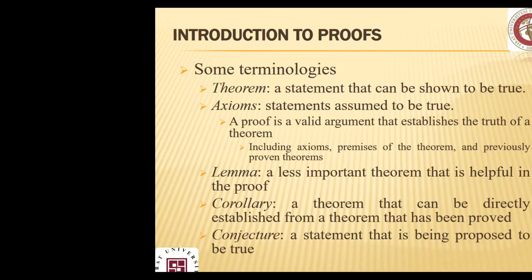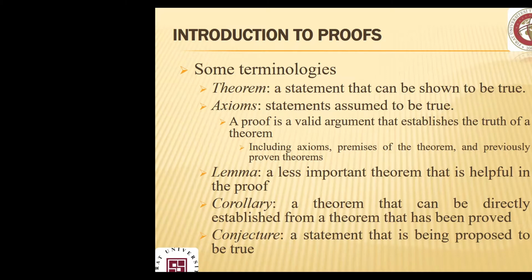So we prove what? We try to establish a sound procedure based on a valid argument or valid arguments to prove that a theorem is true or a statement is true. So we need to establish the truth or find the truth level or degree of a theorem. So what's a theorem anyway? A theorem is a statement that can be shown or proven to be true.